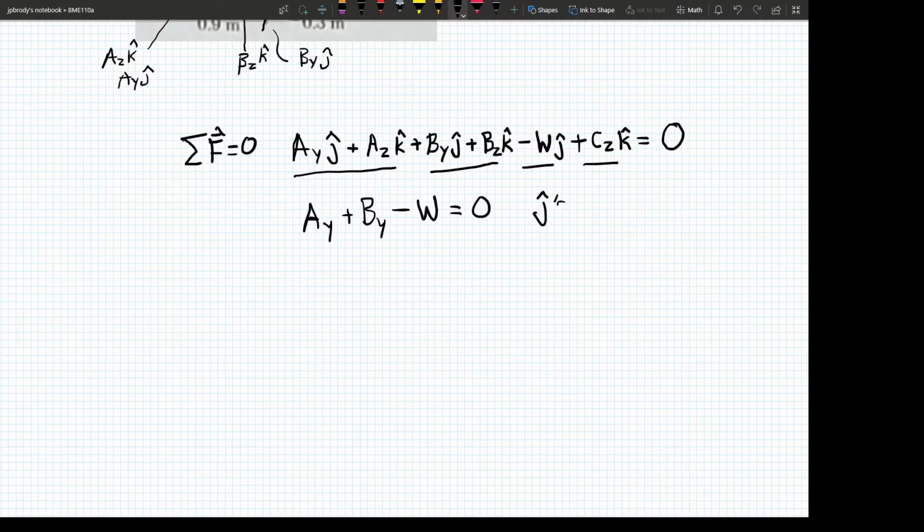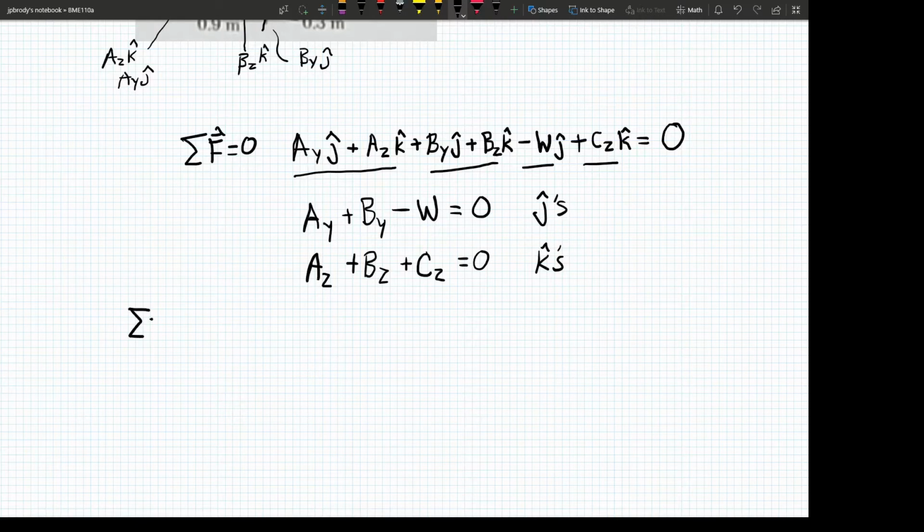These are the j hats. And then I'll do the k hats also. So I've got A sub z k hat plus B sub z k hat plus C sub z k hat equals 0. So that's the k hats. So I did my sum of the forces equals 0. Next, I'm going to do the sum of the moments is equal to 0.